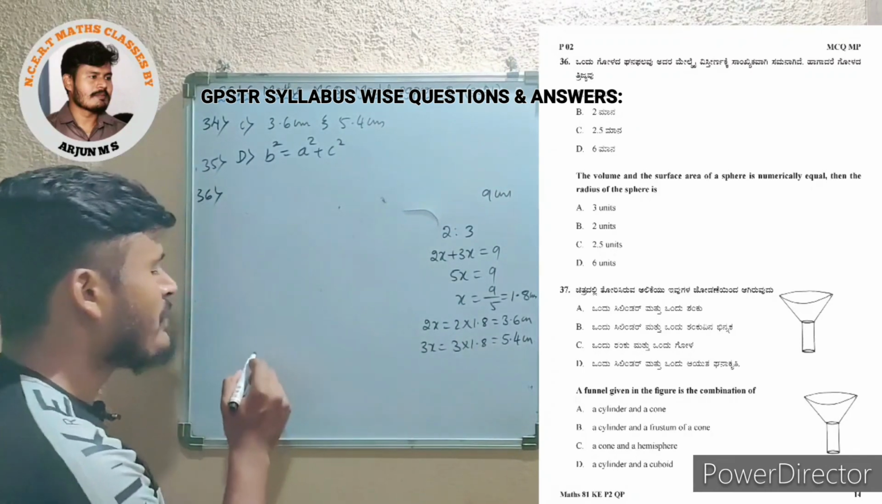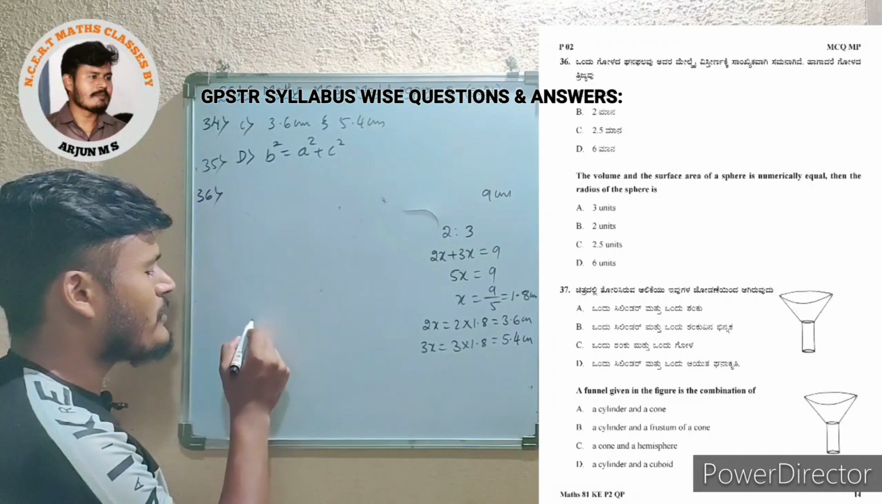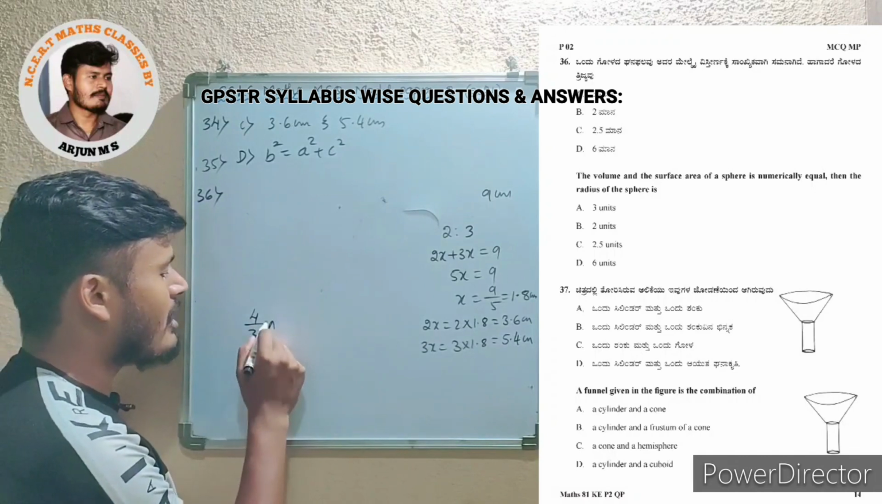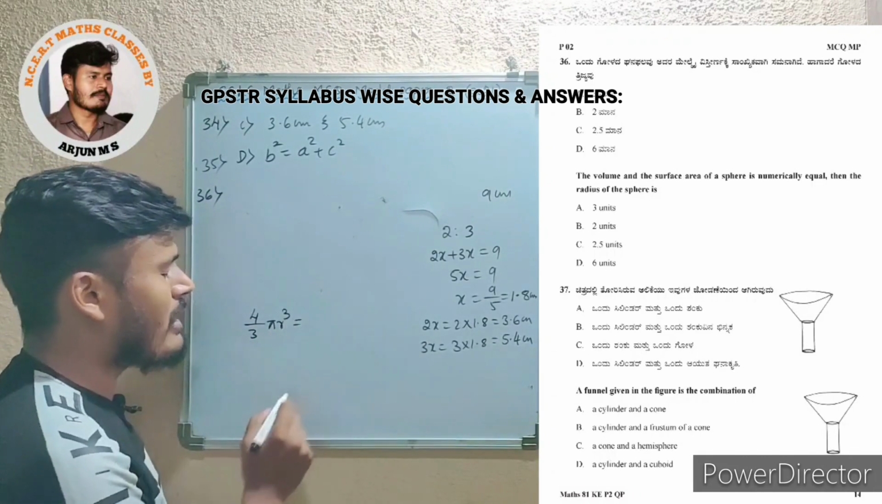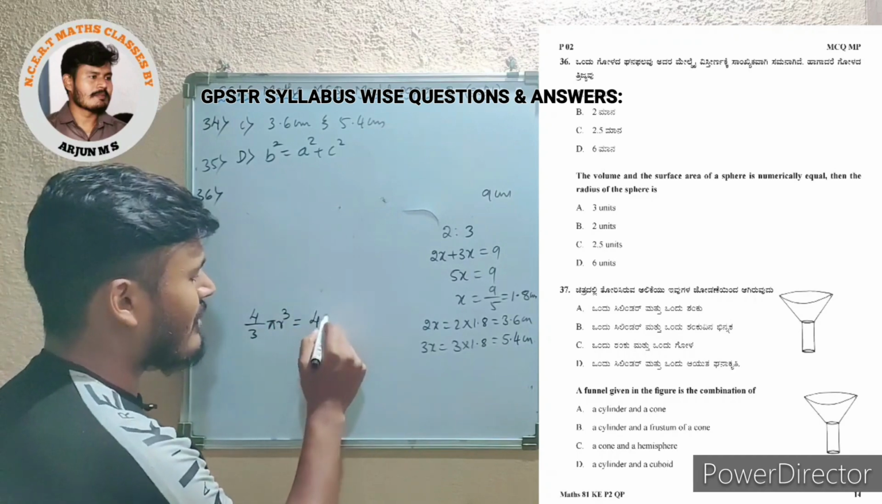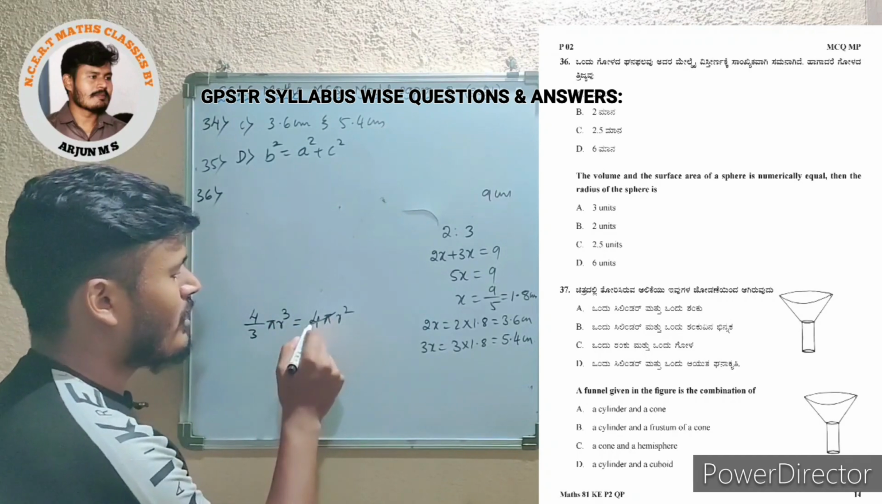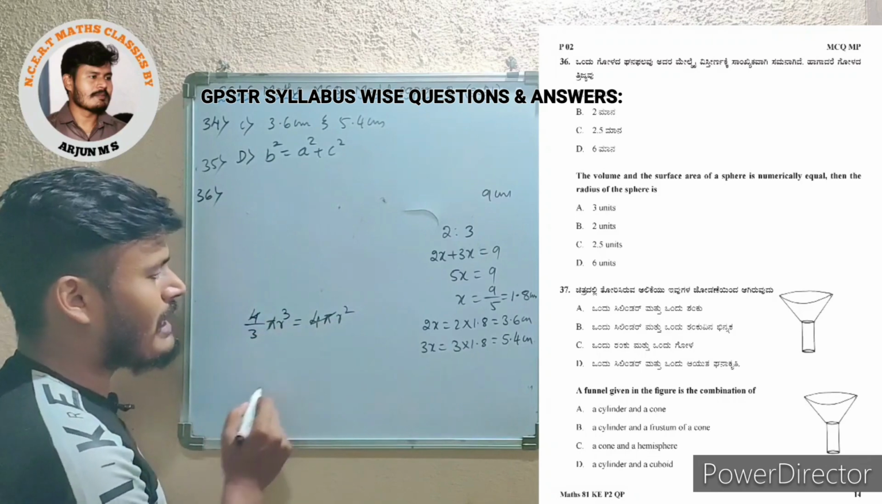Volume and the surface area. So what is the formula to find out the volume of a sphere? 4 by 3 pi r cube. And what is the formula to find out the surface area of a sphere? 4 pi r square.